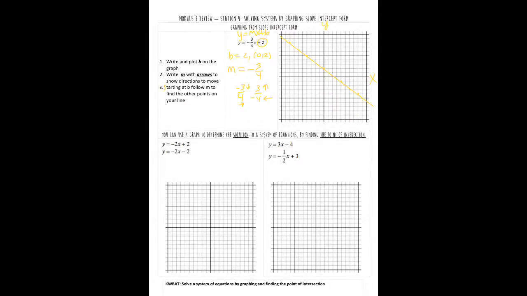Okay, so you have 2 problems here and you have 4 problems here, so you have a total of 6 problems. What you're going to be doing is you're going to use a graph to determine a solution to a system of equations by finding its point of intersection.